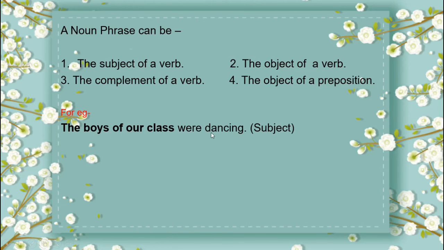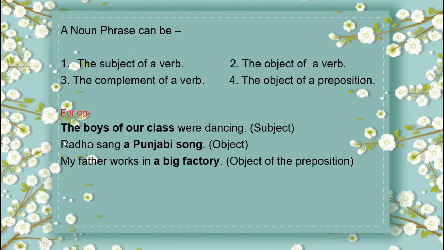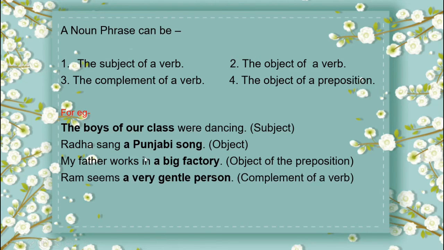The boys of our class were dancing. Here, the noun phrase is the subject of a verb. Second, Radha sang a Punjabi song. Here, the noun phrase is the object of the verb. Then, my father works in a big factory. Here, the noun phrase is an object of the preposition. Ram seems a very gentle person. Here, it is the complement of a verb.